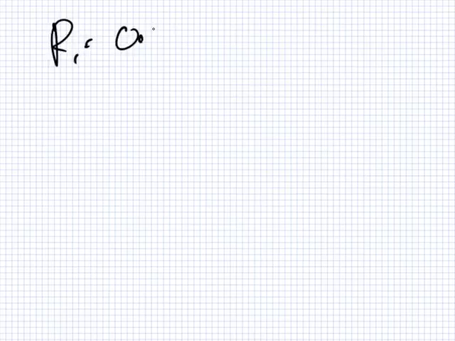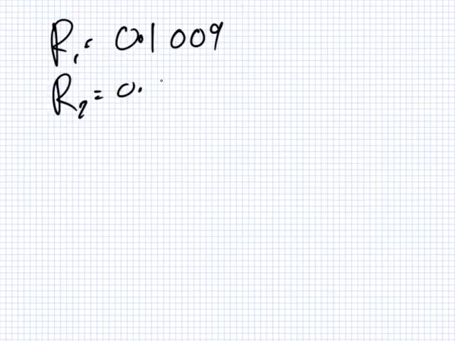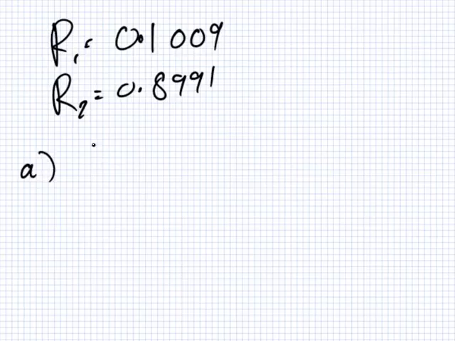So, sorry, what did you say R1 was? Let's just do it quickly. 0.1009 and then R2, 0.8991. Sorry, R1 and R2. What's the V out? No, this is not R1 or R2, these are the lengths, L1 and L2.